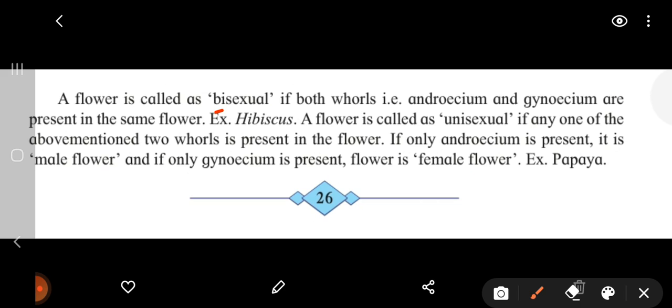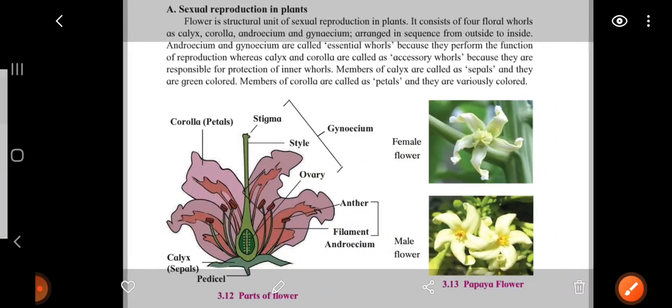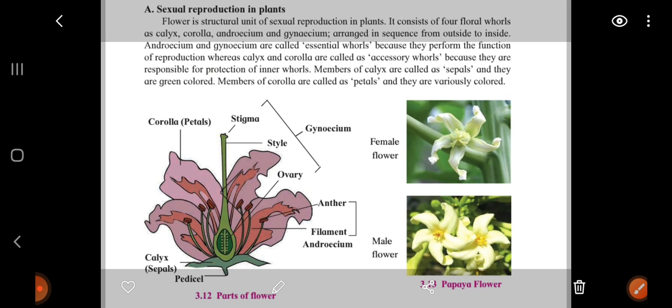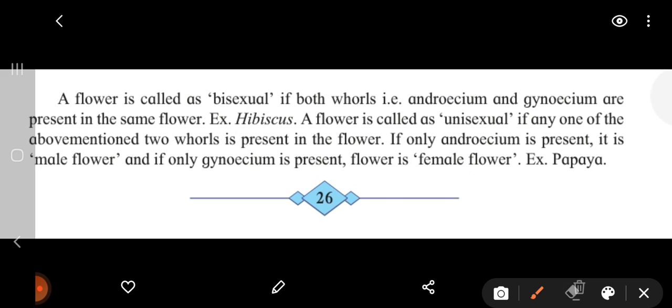A flower is called bisexual if both whorls, that is androecium and gynoecium, are present in the same flower. As you can see in the last diagram, both the gynoecium and androecium are present in the same flower. So this flower can be called bisexual, and you must know this flower is hibiscus. A flower is called unisexual if only one of the above mentioned two whorls is present in the flower. If only androecium is present, it is called a male flower, and if only gynoecium is present, it is called a female flower. Papaya has such differentiated male and female flowers.